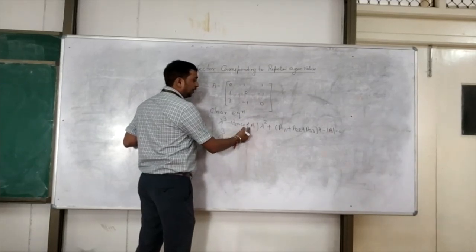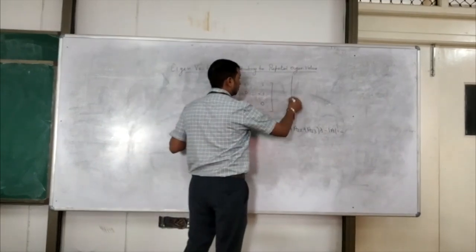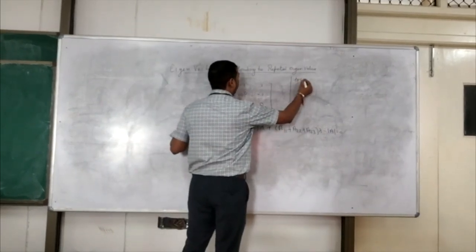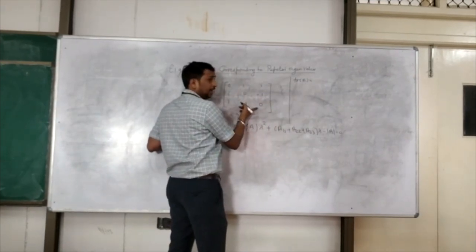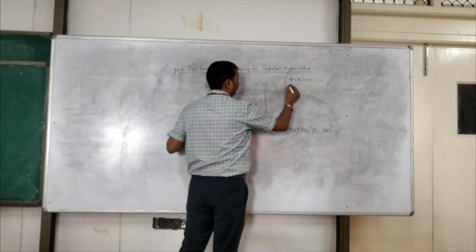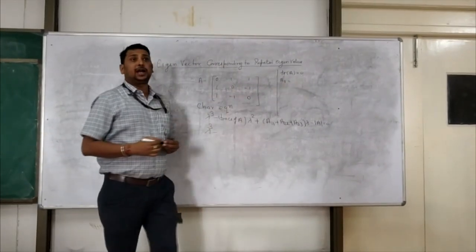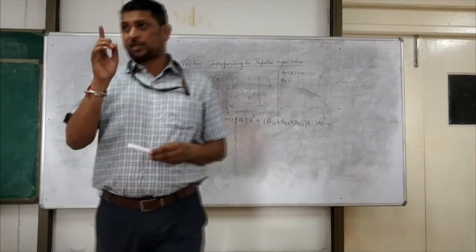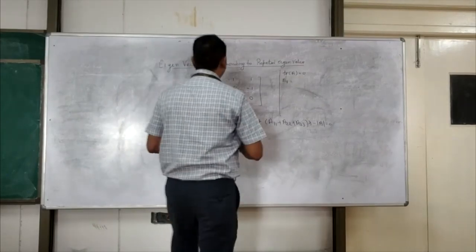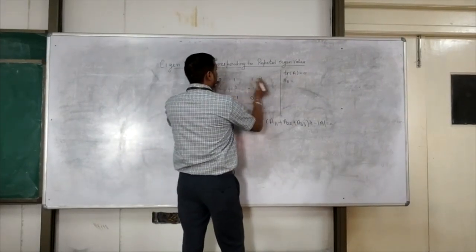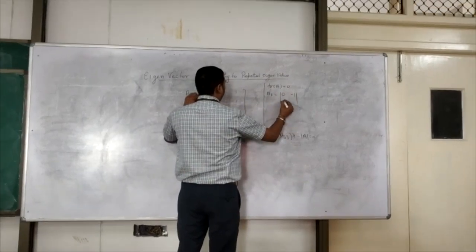What is the trace of A? The sum of the diagonal elements, which means 0. What is A11 value? It is the minor of the first leading diagonal element. What is the value? Minor of this, how much? 0 minus 1, so minus 1.